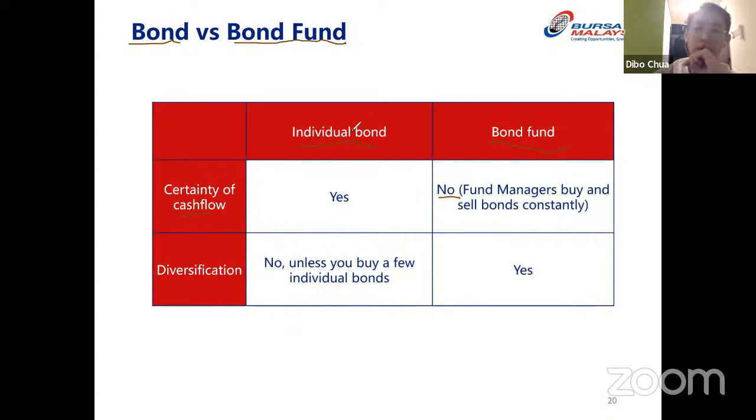But definitely for a bond fund, in terms of diversification, it's a good thing, because you are investing into a lot of different bonds. So even if one bond defaults, you don't have to worry much, because maybe it affects your value by probably 2 to 3% only. But let's say for an individual bond, you only invest into that particular bond, and that company actually defaulted. Then your whole capital, your whole principal is gone. So this is the difference between a bond and a bond fund.